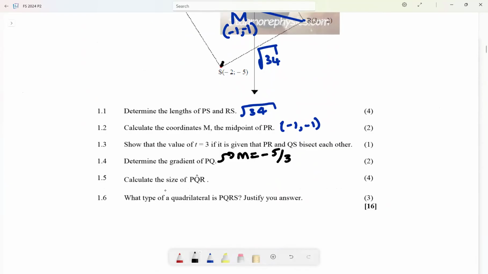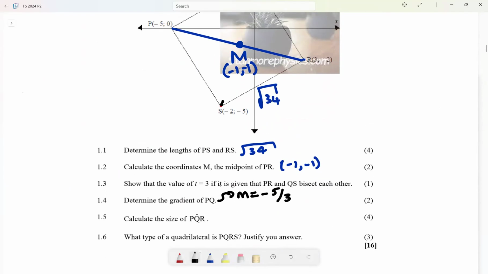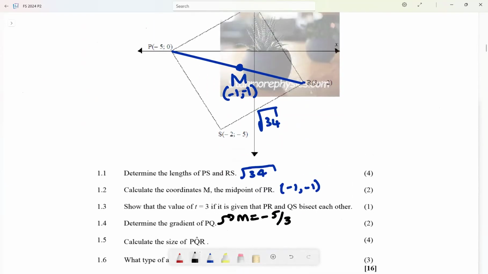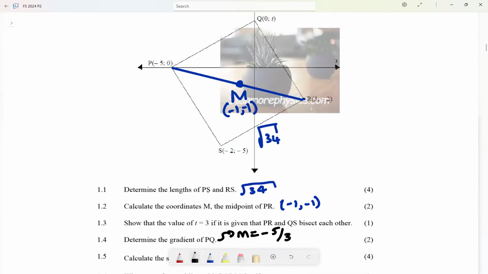Calculate the size of PQR. PQR. Now we are doing grade 11 stuff. Remember, calculate angle when you are doing grade. Yeah, but I think it's grade 10 also. PQR. Where is PQR? I come and say this is PQR. So I want the middle angle. How can I get that? How can I get that angle?